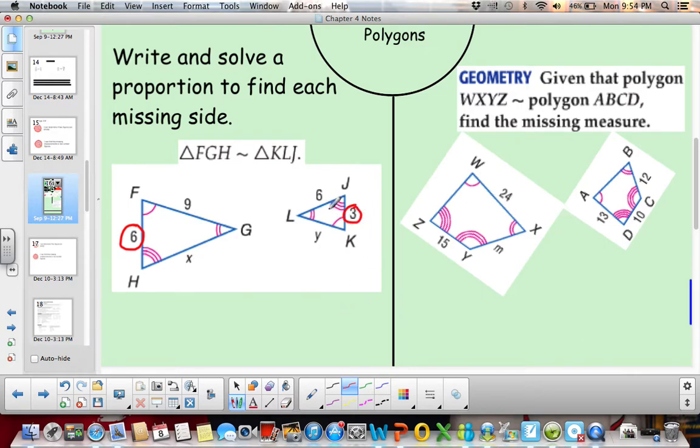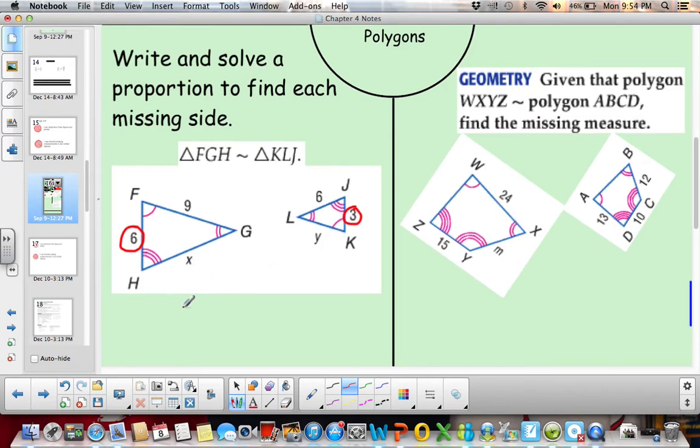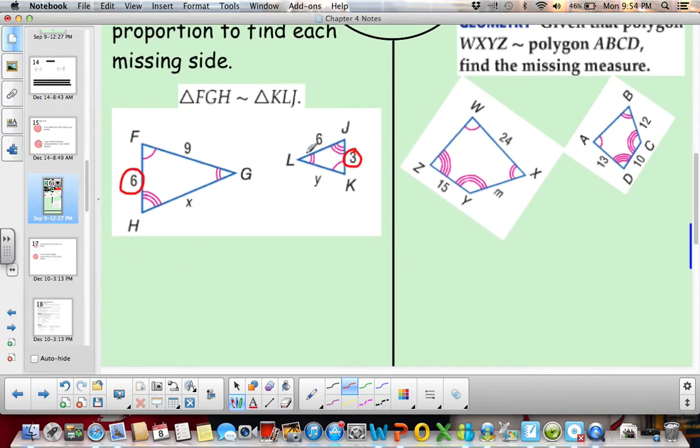Because those two, if I look at the rest, between 1 and 2, I have a 9 and I have a y, and then the other one is the 6 and the x. So I'm for sure going to use this one that has both a numerator and a denominator. So I put my number from my smaller triangle in my numerator and the length of the side from my bigger triangle in the denominator. And then we're going to set it up as a proportion. So let's find y first.